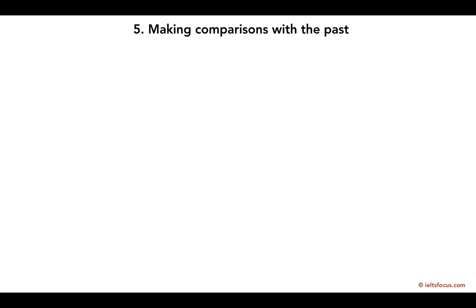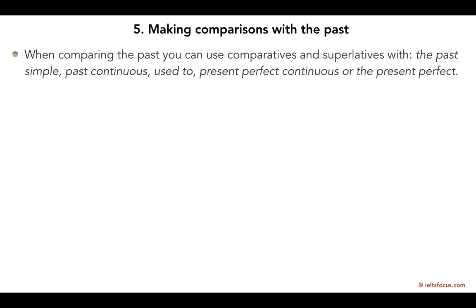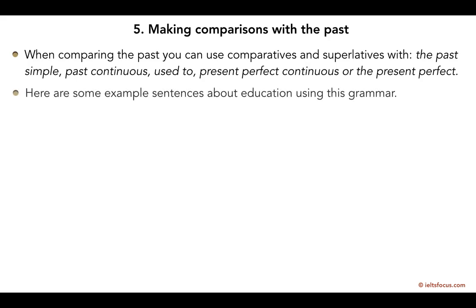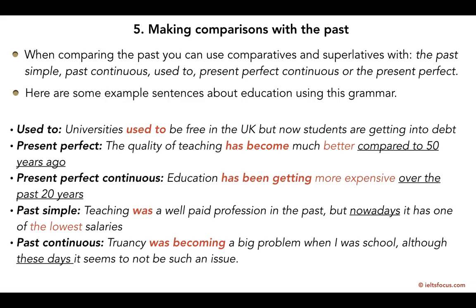Okay, next one is making comparisons now with the past. Now, when comparing with the past, you can use comparatives and superlatives with the past simple or the past continuous, where you can use used to, present perfect continuous, and the present perfect. Now, the present perfect links the past to the present moment. So here are some example sentences. For example, used to: universities used to be free in the UK, but now students are getting into debt.